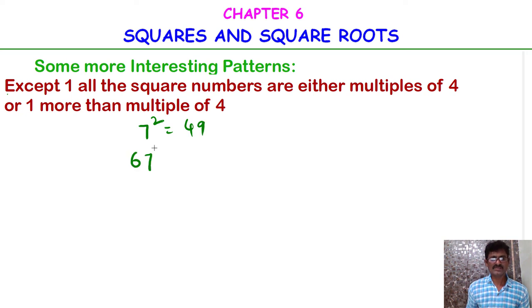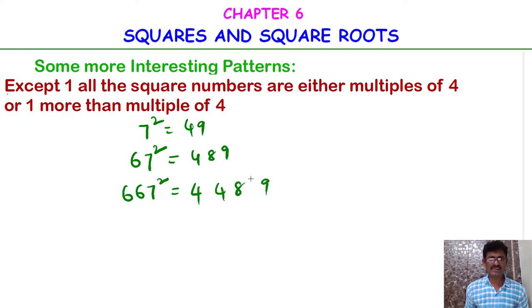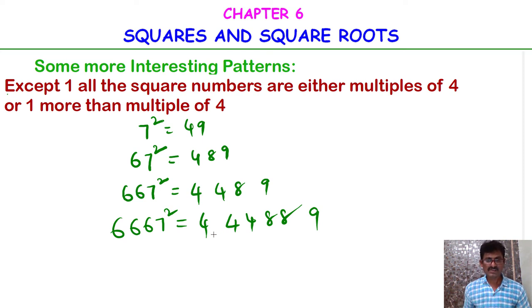Now suppose 67 square, that is equal to nothing but 4489. Now if you take 667 square, this will be equal to, simply write 4 here and 9 here. In between you write 1 4 and 1 8. That's it. Suppose if you want to find out 6,667 square, write 4 and 9. In between write 2 4s and 2 8s. That's it.